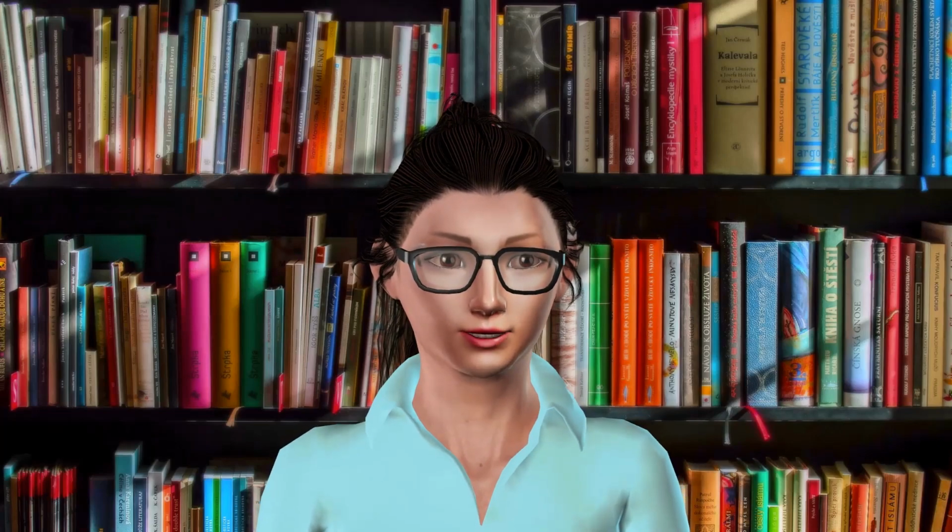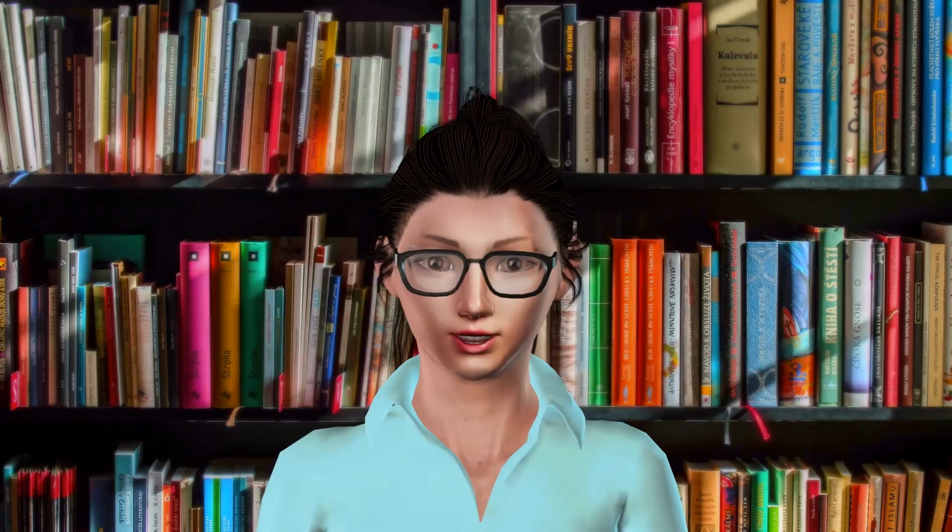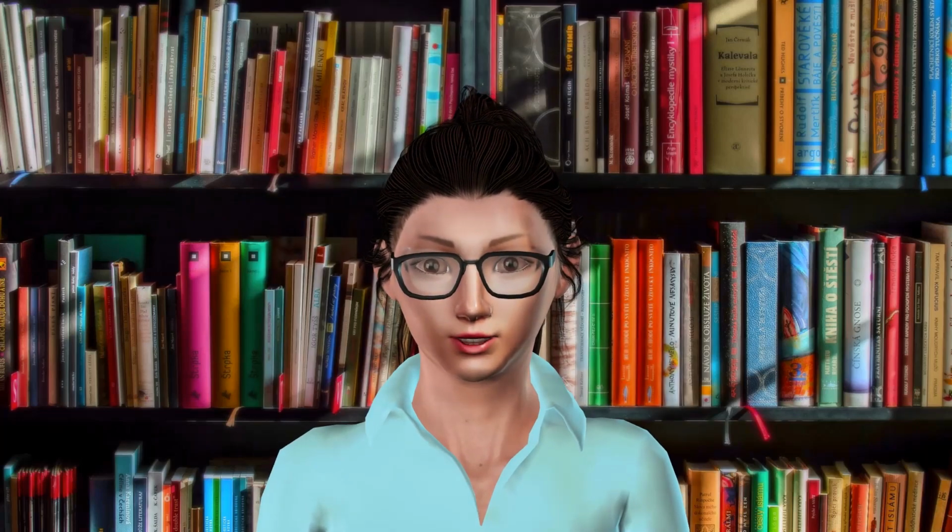Now, the main difference between a for loop and a while loop is that a for loop is used when the number of iterations is known in advance, while a while loop is used when the number of iterations is unknown or when you need to iterate until a specific condition is met. But, what is a loop and how to use each of them?